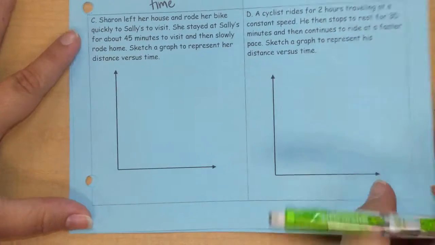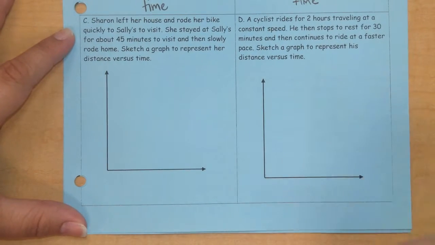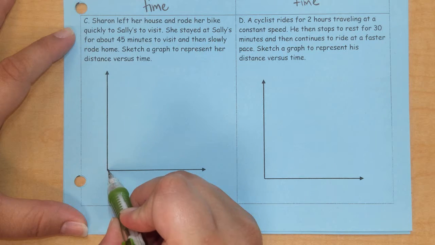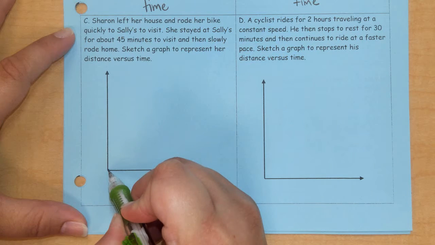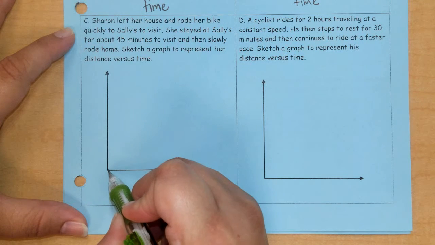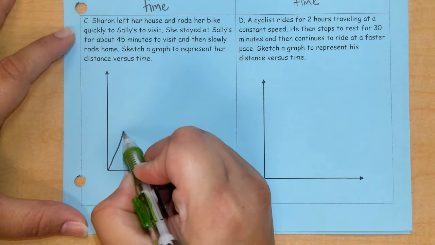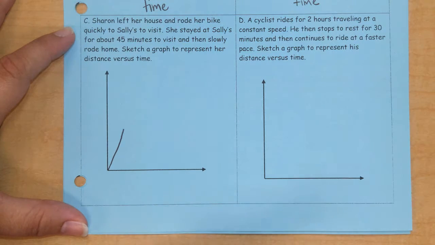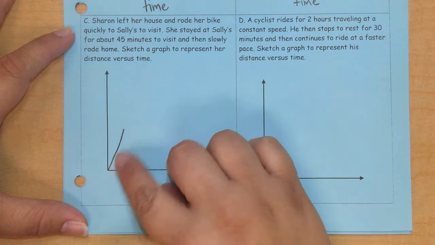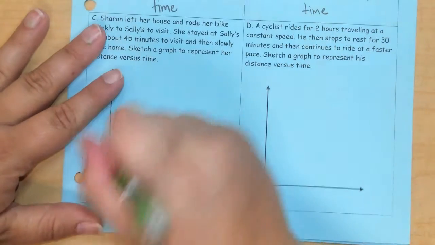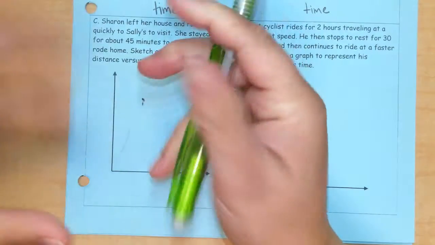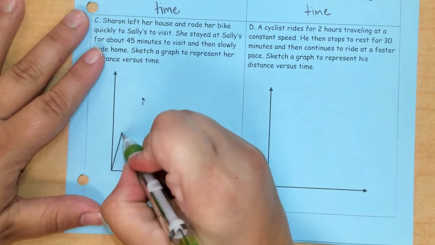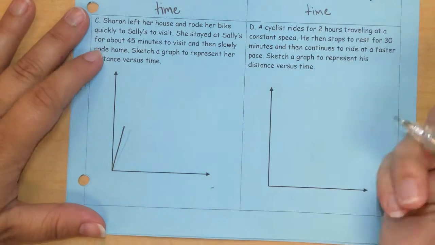In part C, it says Sharon left her house. So we're back down here. She left her house and rode her bike quickly to Sally's to visit. Okay, now usually when you draw a line like from her going from one place to another and it says quickly, your line is a little steeper. So we might want to draw that a little steeper because quickly means faster.